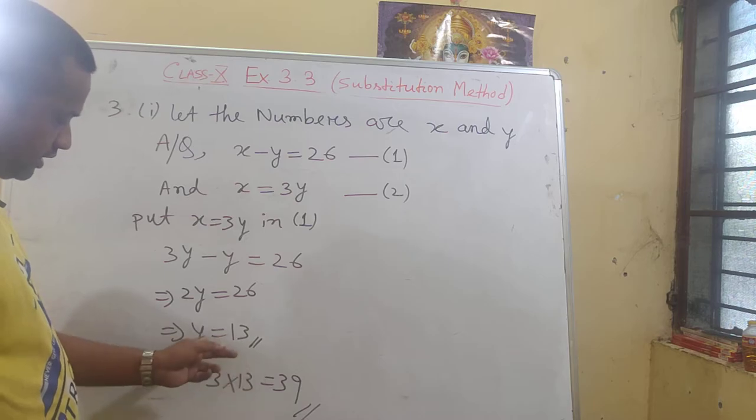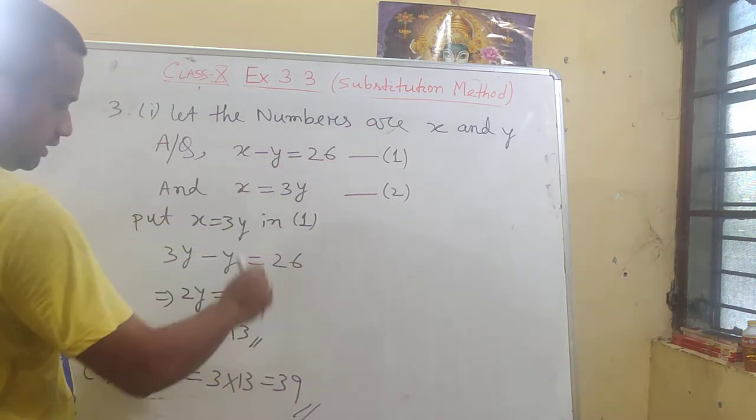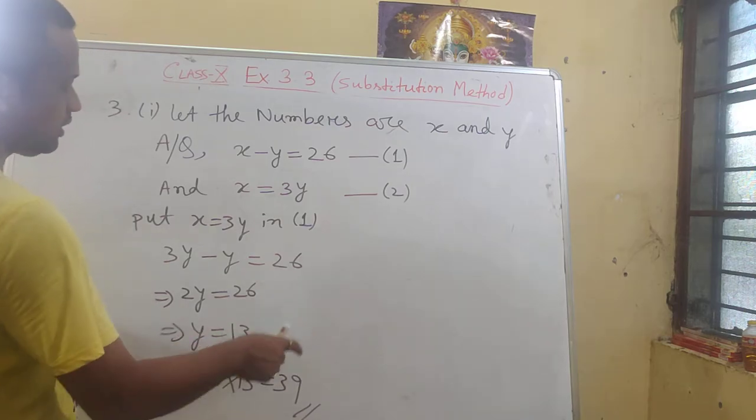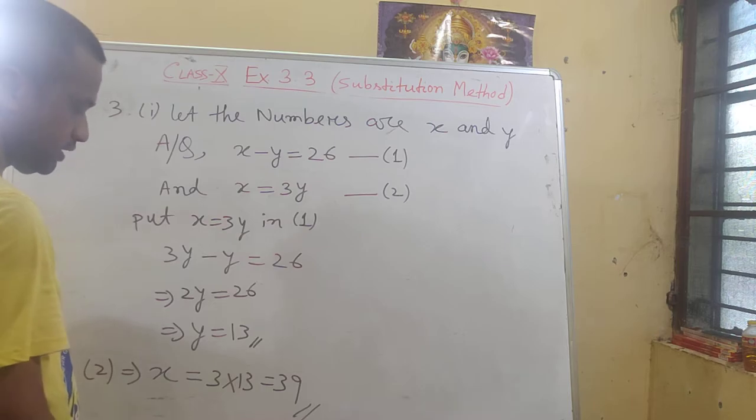So the numbers are 39 and 13, that is x is equal to 39 and y is equal to 13. Clearly 39 minus 13 is equal to 26, and 39 is equal to 3 into 13. Both the conditions are satisfied.